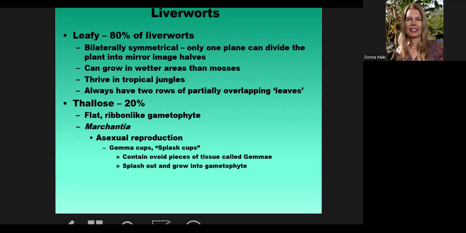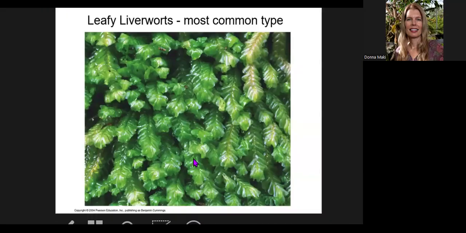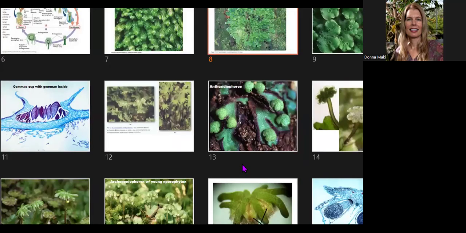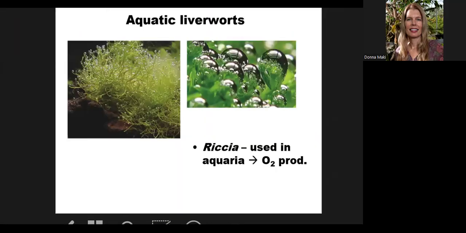Okay, I'm not going to get into the life cycle of liverworts. Here again is a blow up of a leafy liverwort. You can see there are two rows of leaves, and they partially overlap when you look at them. And then the thallus. One other thing I want you to know on the rest of this slide is this. This is probably the most common way most people interact with liverworts, let's put it that way.